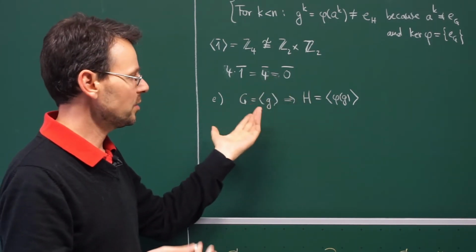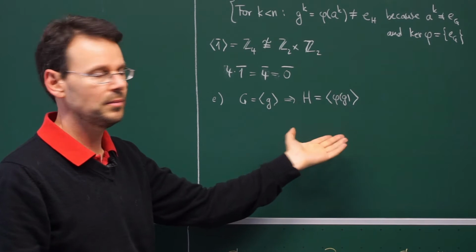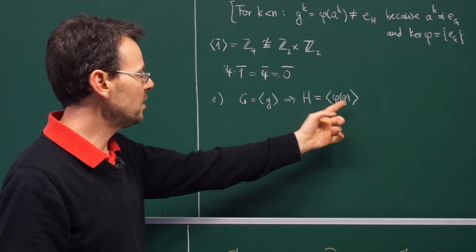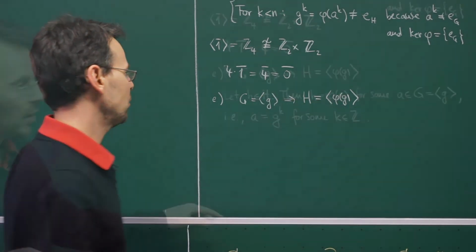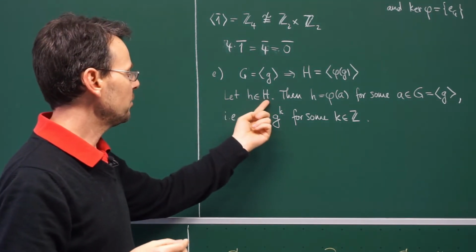And what is our guess for the generator? Of course, it is phi of g. So we will prove that this here generates H. Okay, to prove this, we take an arbitrary element of H.